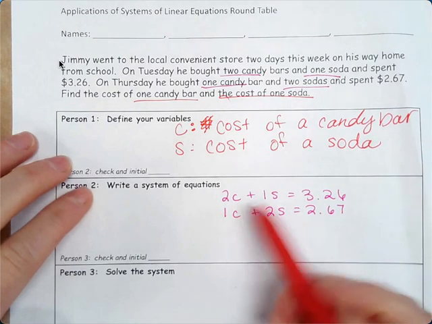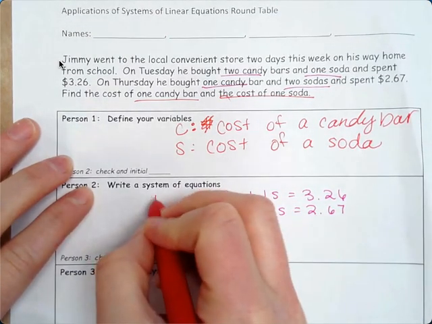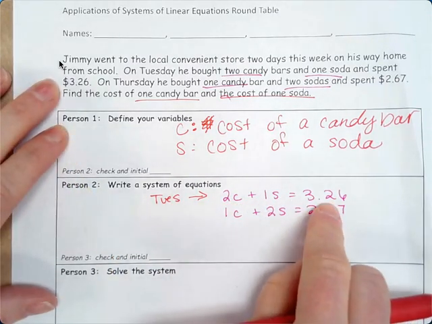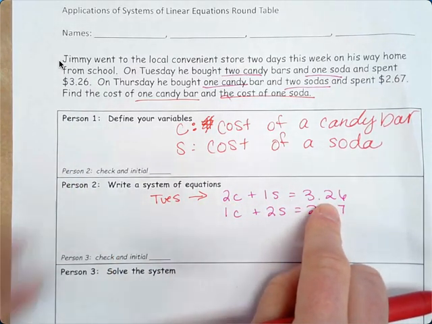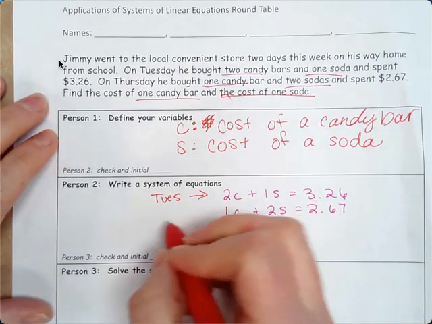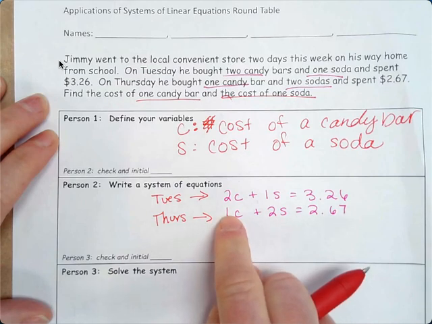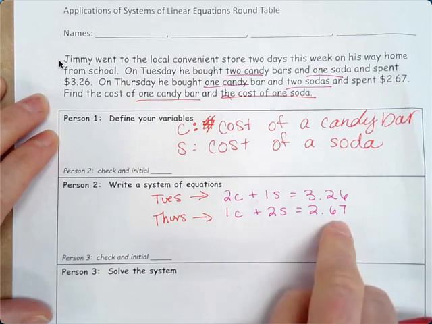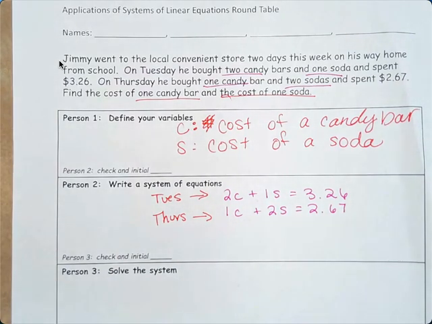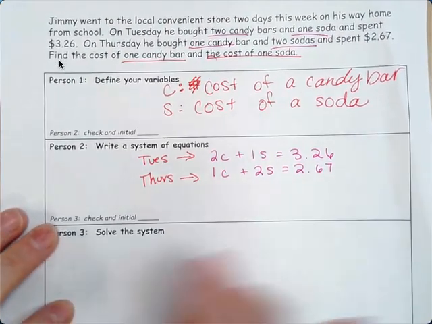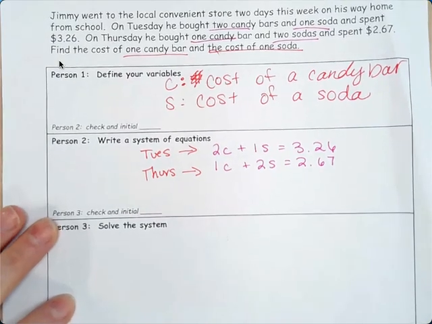So then when we set it up, this would be my Tuesday equation: 2 candy bars plus 1 soda, $3.26. And then Thursday equation would be 1 candy bar, 2 sodas, $2.67. Find the cost of 1 candy bar and the cost of 1 soda. Solve the system. So we would use this system of equations to solve it.